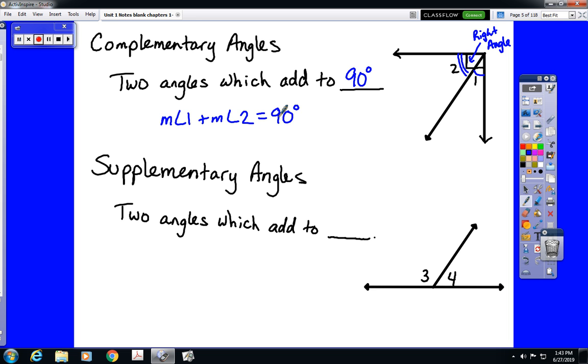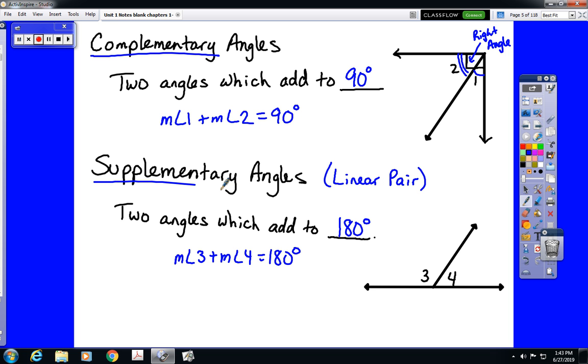Down below we have supplementary angles, which we also referred to in geometry as a linear pair, which are 2 angles which add up to 180 degrees. So here in this picture we have that the measure of angle 3 plus the measure of angle 4 equals 180 degrees. So the big key here is we're going to have problems where we are told your angles are complementary or supplementary, and then they'll tell you information and you have to figure out the other angle.